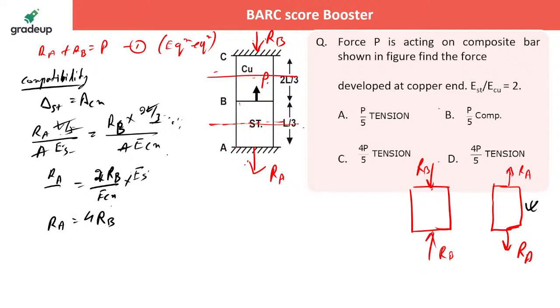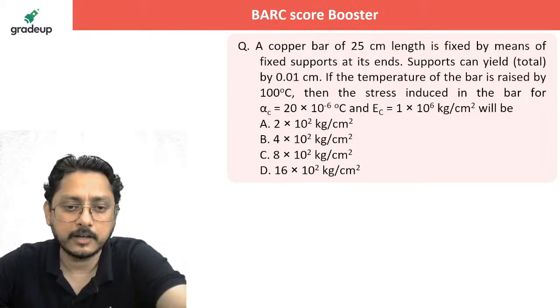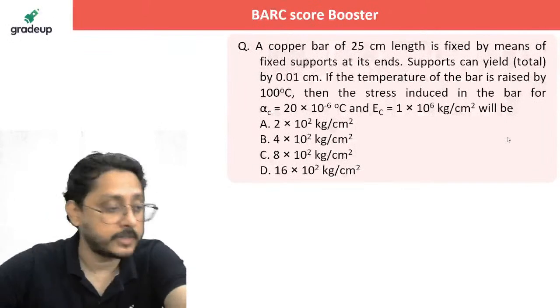He's asking about the force developed in the copper. So copper has RB, and RB you want to find. So put R equal to 4 RB in equation 1. So 4 RB plus RB equal to P, and RB will become P by 5. Is it under compression or tension? See, already you have taken, copper is under compression, that's all. Copper is under compression only. It is taking time just for the explanation purpose. Otherwise, these are the ones you can solve during the examination also.